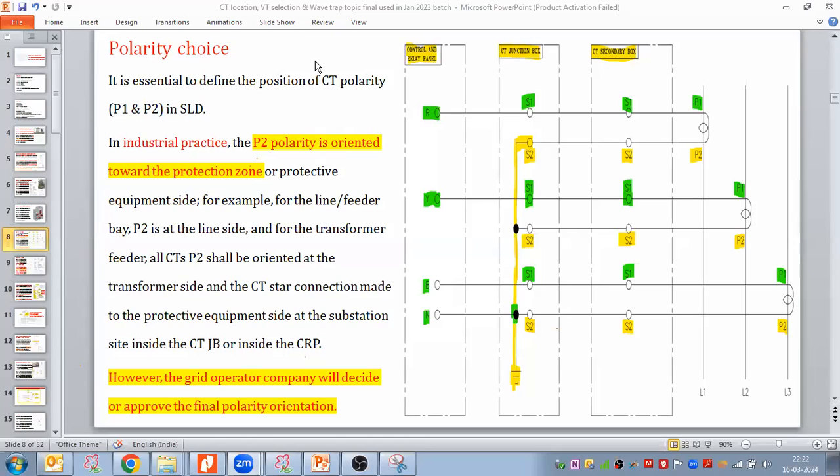Let us discuss the last point. For example, line P2 is at the line side. For the transformer feeder, all P2 shall be oriented at the transformer side. And the CT star connection is another important point. The CT star connection is made at the protective equipment side at the substation.